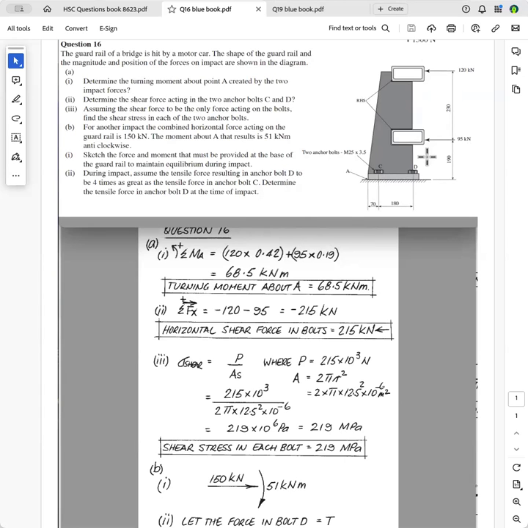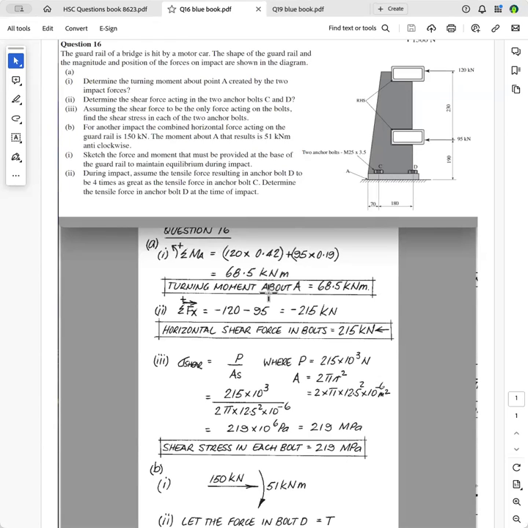But I normally don't do that. And so you've got 95 times the perpendicular distance, 0.19. And so you've got the total moment produced by those two forces operating at point A, and it's 68.5 kilonewton meters. Make sure that if you're going to give a moment, it's got to be Newton meters, and don't leave out the kilo because we're dealing with kilonewtons there. Okay, so that's the answer to 1.